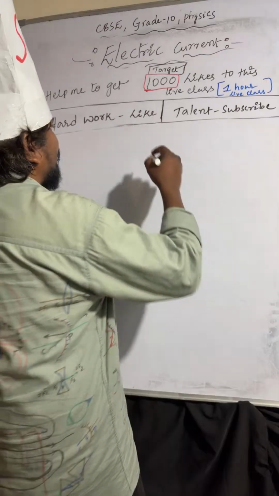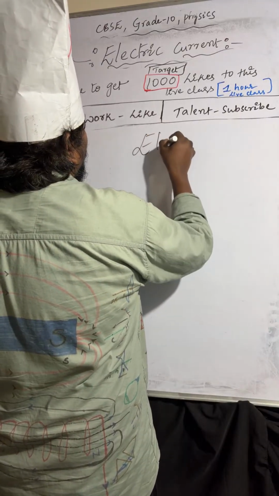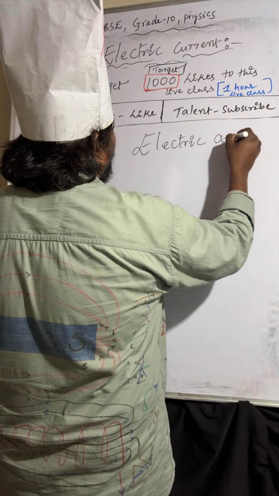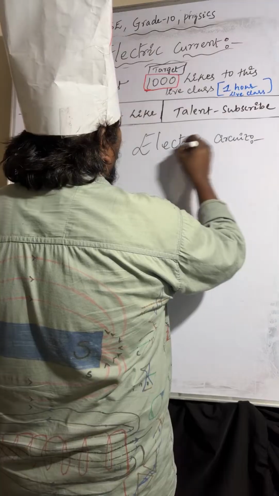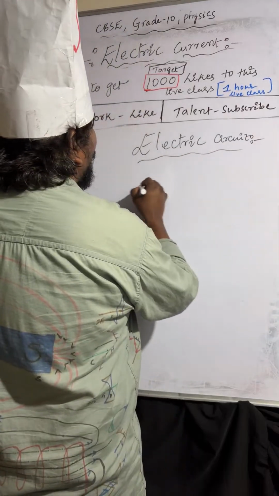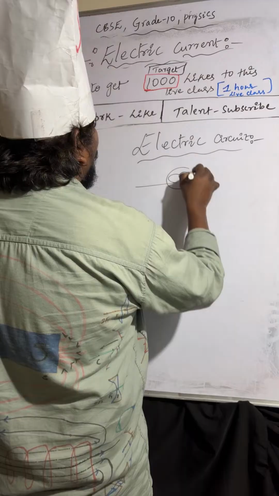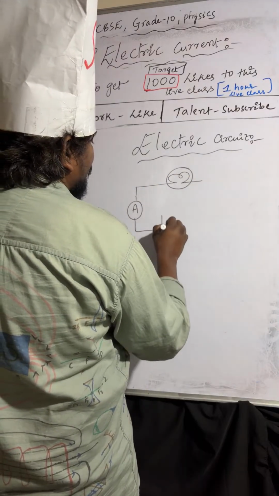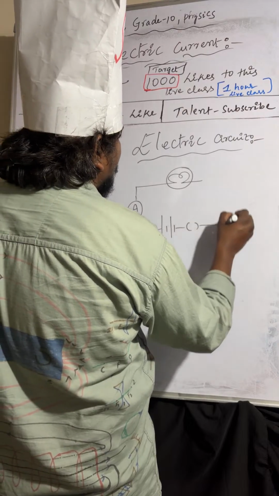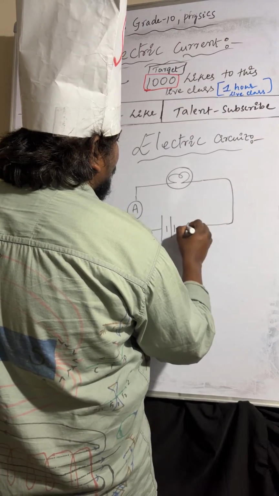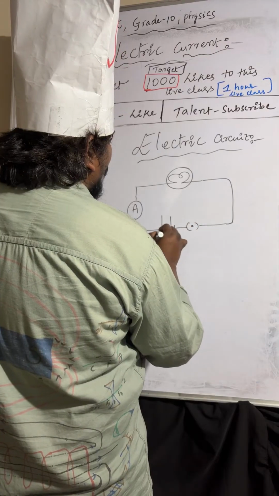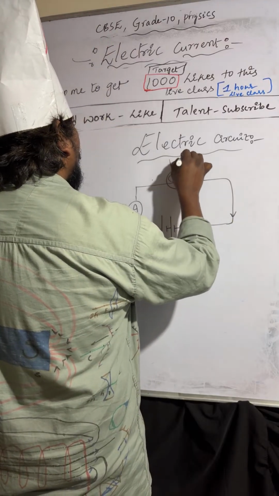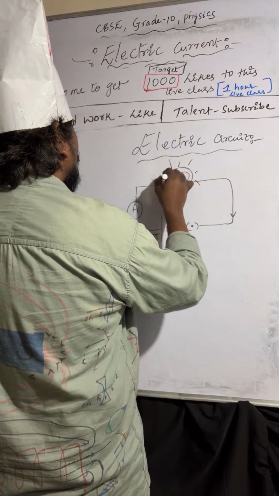So here you can see an electric circuit. Here is the bulb, the ammeter, the battery, and the switch. Current is passing like this, from the positive terminal to the negative terminal. The bulb is glowing because the switch is closed.